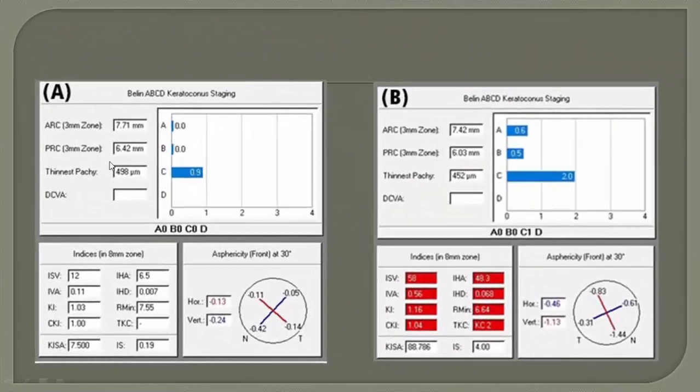This is an example of a normal case. We can see A, anterior radius of curvature, B, posterior radius of curvature, C, thinnest pachymetry, and here we should put the distance corrected visual acuity to give us the staging. While here it is a keratoconic eye, we can see that the A and B and C mean that there is a problem in the cornea, and also here we should put the best corrected distance visual acuity.